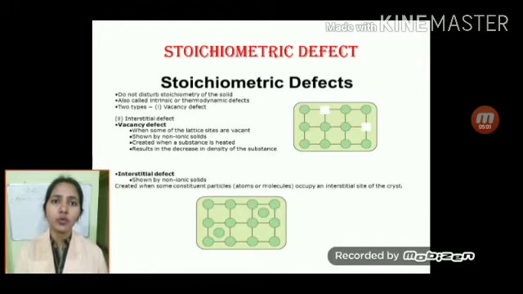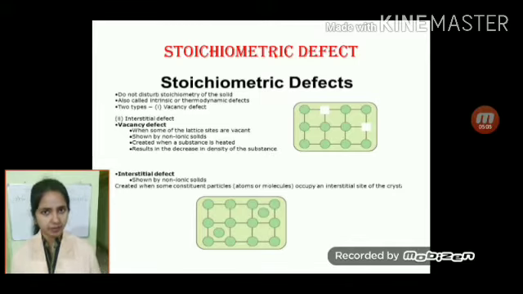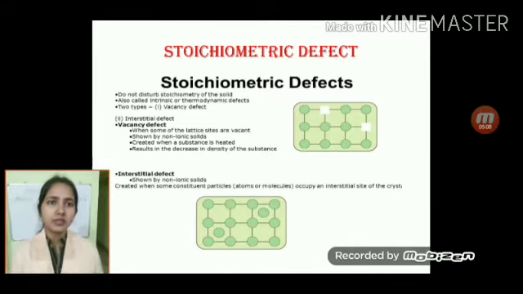So it is again of two types. One is the vacancy defect and the other one is the interstitial defect. Right. So first we will discuss about the vacancy defect. You can see here in the picture, this is the vacancy defect.